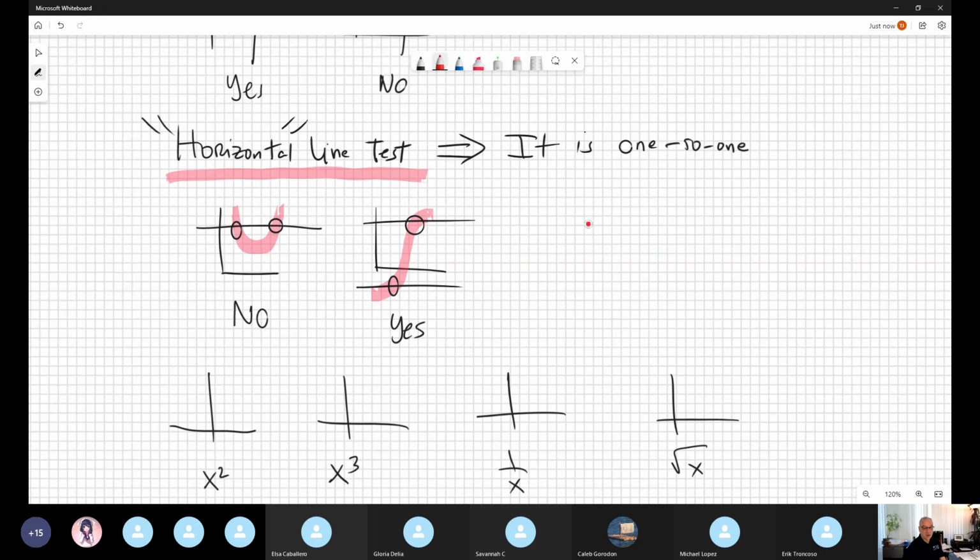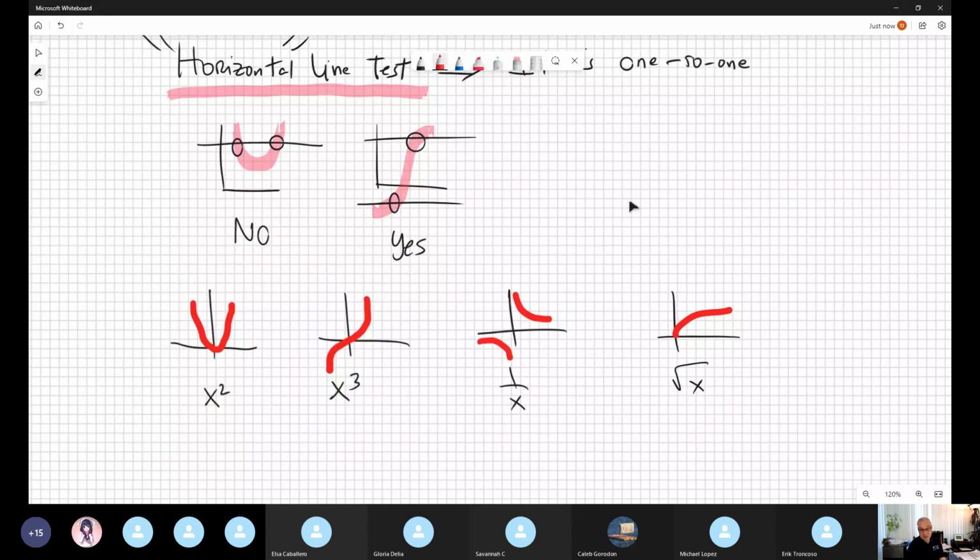Okay, the quadratic is the famous parabola. The cubic is something like that, the cubic function. The reciprocal is something like that. And the square root is this. This is a typical graph of the most common functions. Let me put absolute value, another function that we studied. The absolute value looks like that.